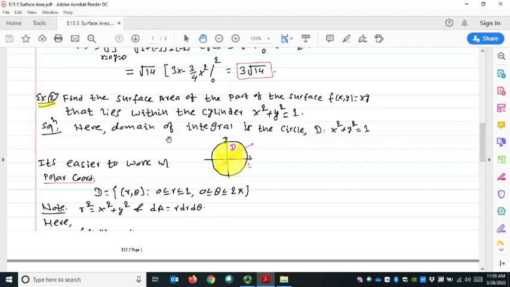So here, the domain of the integral is the projection of the cylinder on the xy plane, which is a circle, and for the circle we use polar coordinates. So in polar coordinates, the limits are r between 0 and 1, and theta is between 0 and 2 pi. And in polar coordinates, we also know r squared equals x squared plus y squared, and area element dA equals r dr d theta. Great. Then next, let's take the partial derivatives of function f and apply the formula. Let me scroll down.